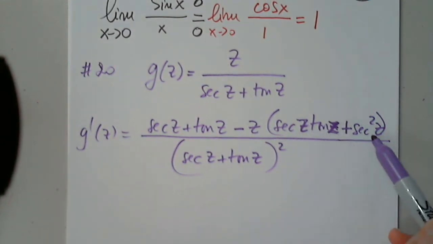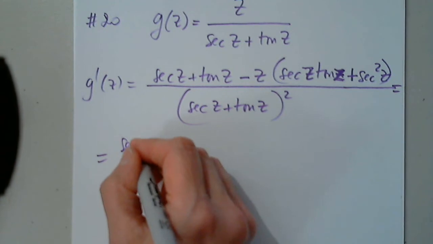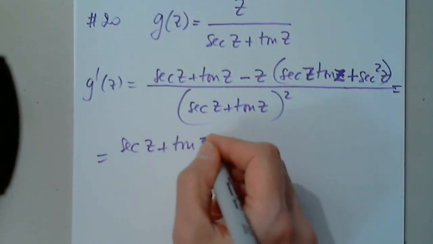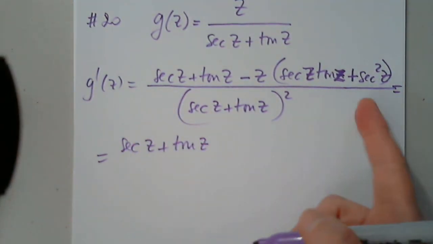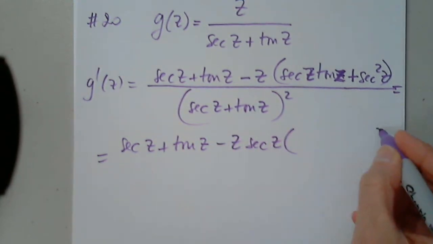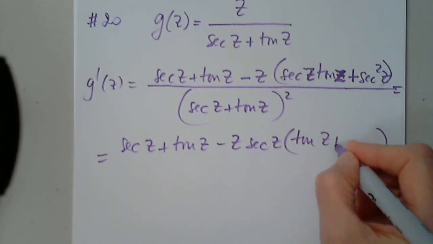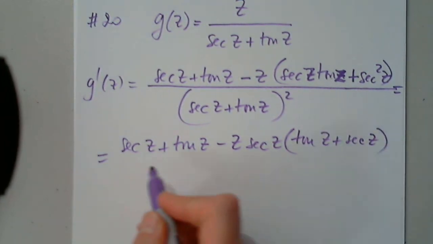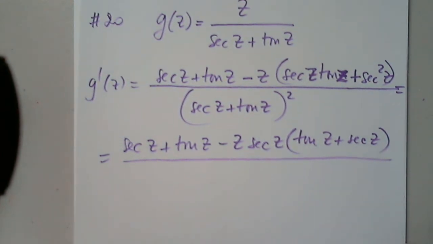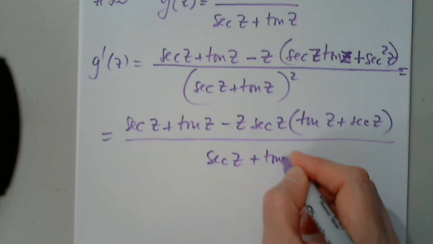Unless I factor out the secant and then I have secant tangent. Yep, that I could do. Secant z plus tangent z, and I factor out secant. Z secant z. I have a tangent and plus secant. Don't try to simplify, you have to factor first. Factor out first.